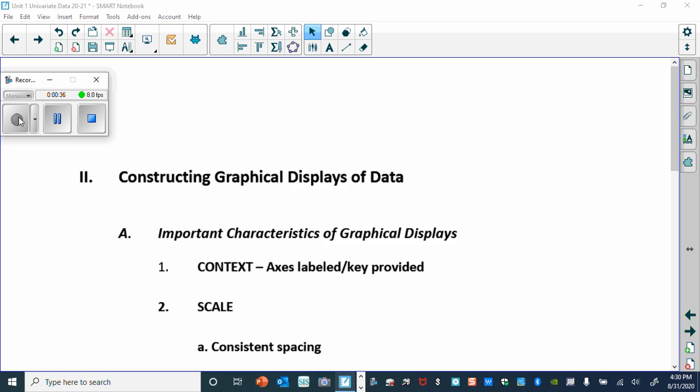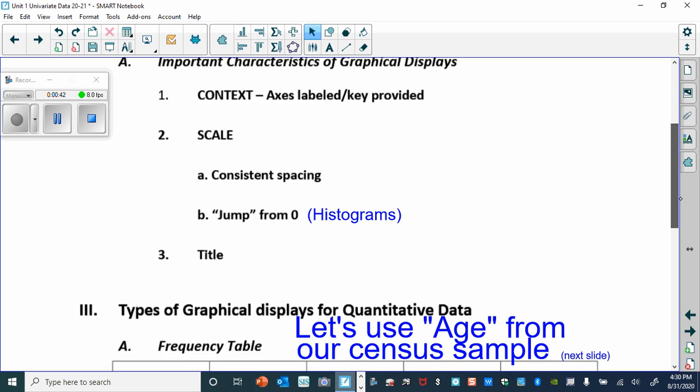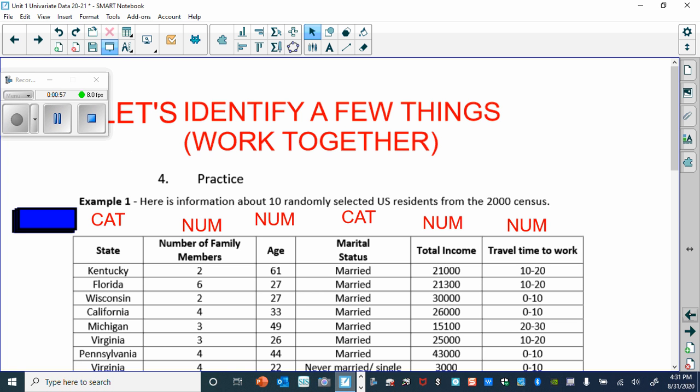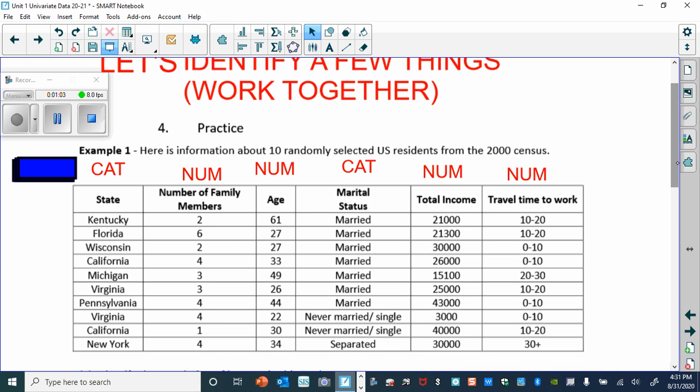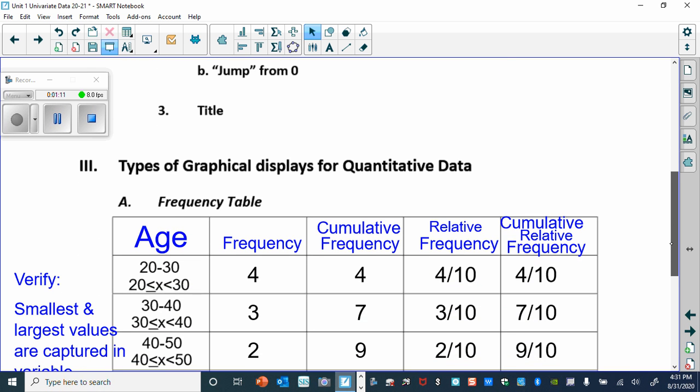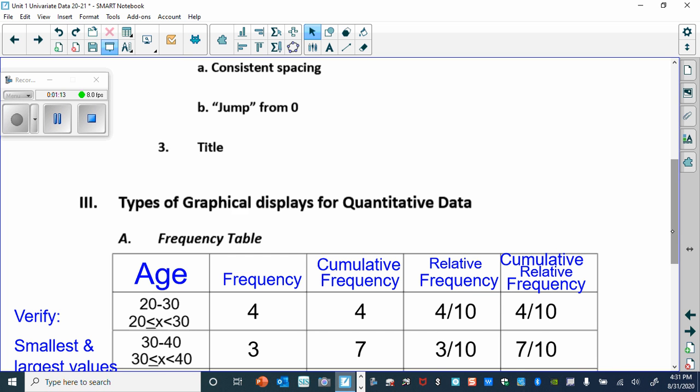So the first one is not actually a graph. It's kind of an organization, a frequency table. And so I want to use the data from the 10 people that we just talked about and identified, these 10 people from the 2000 census. And we're going to focus on one particular variable, and that's the age. We're going to talk about the age of these 10 people.